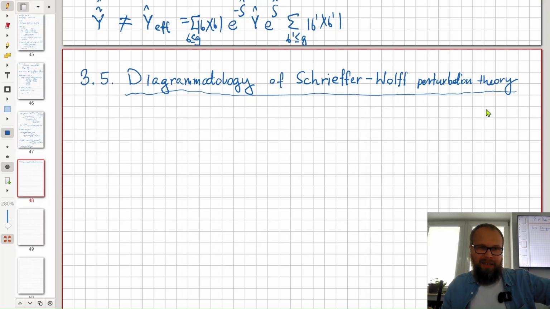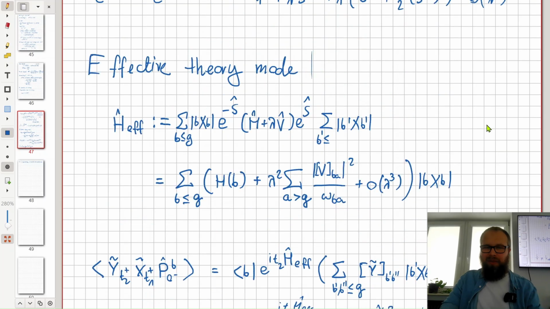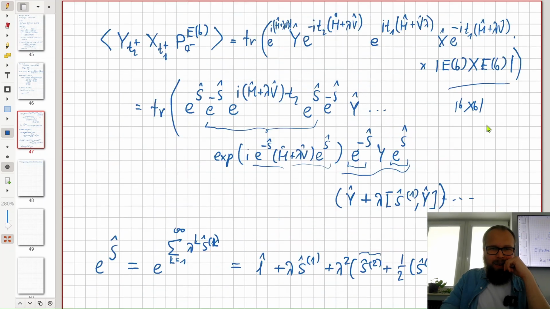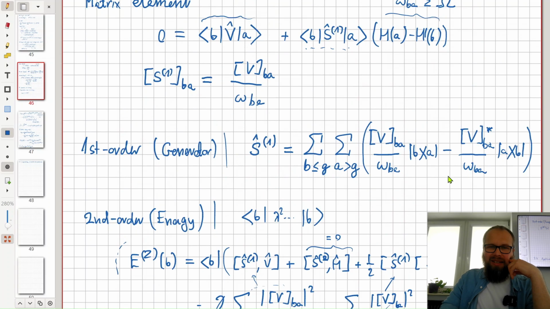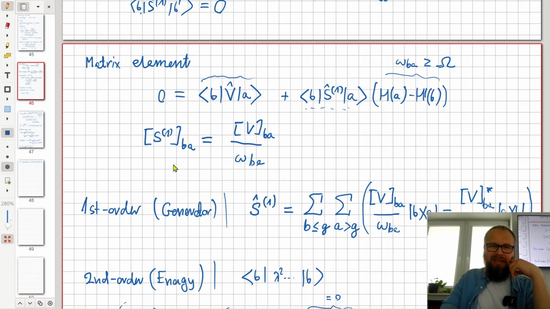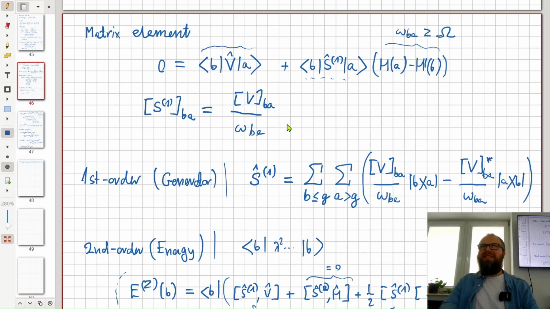Okay, so last time we basically found the lowest order terms for the Schrieffer-Wolff transformation. Can I find them somewhere? I think I can. Oh yeah, we got the lowest order energy correction, and we got the generator of the transformation, the first order.